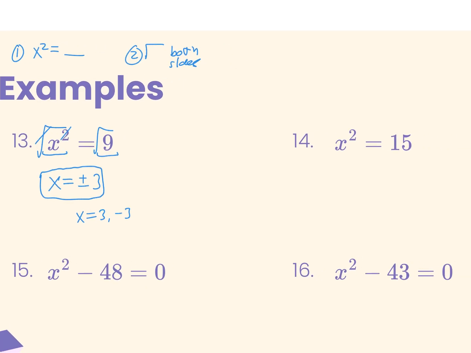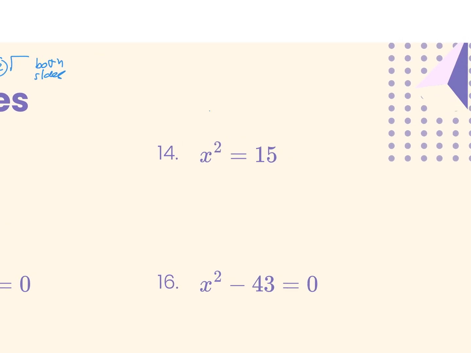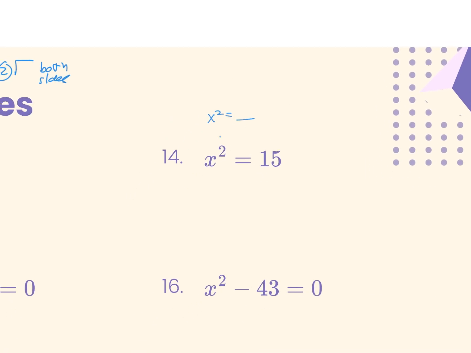So I'll try the same thing with the next one, something like number 14. Again, I have x squared equals a number. That's already done for us, so I can go ahead and square root both sides. The square root and the square are going to cancel. I get x equals, it's not just going to be the square root of 15, it's going to be positive or negative.